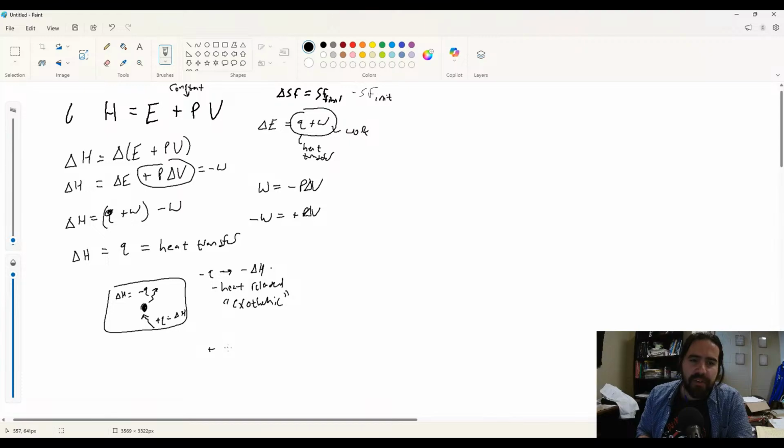I'm going to say it one more time. An exothermic reaction is one that releases heat. That corresponds to a minus delta H and a minus Q. Plus Q, on the other hand, means that there's a positive delta H. This is something that absorbs heat. So it's the opposite of the other one. Okay. This would be what's called an endothermic reaction.